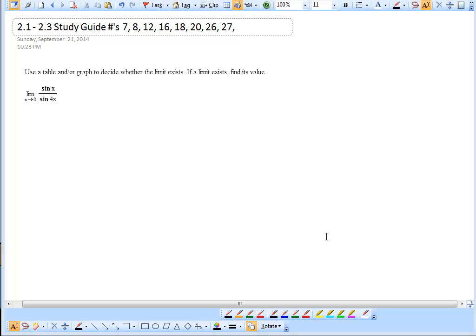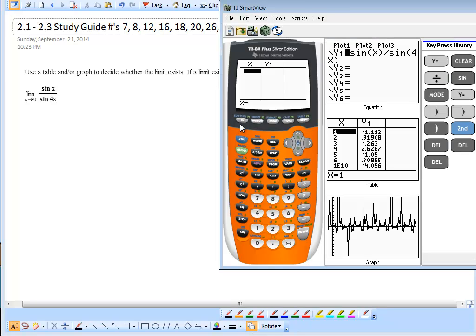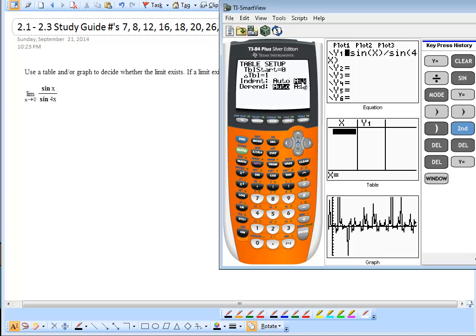Okay, these are some selected items from the study guide. I'm working number 7 right here. This is where you take the limit as x approaches 0 of sine of something x over something x. Now, using just your calculator, okay, I put this into my calculator. I want the limit as x approaches 0. And obviously, I'll go to my table. And by the way, I have my table set to ASK.